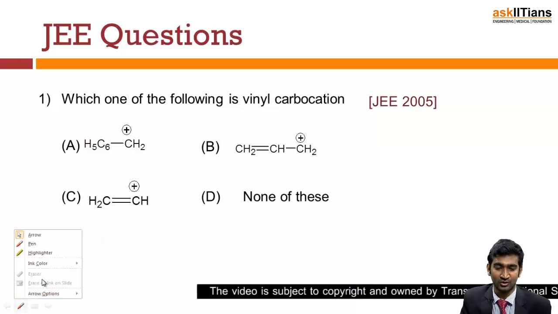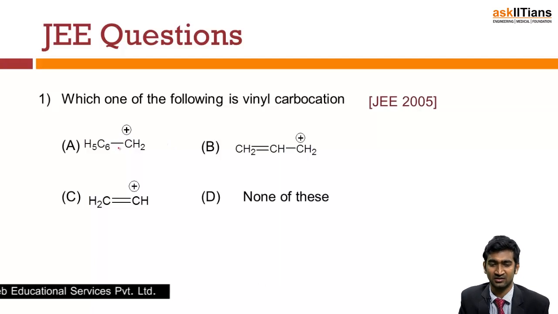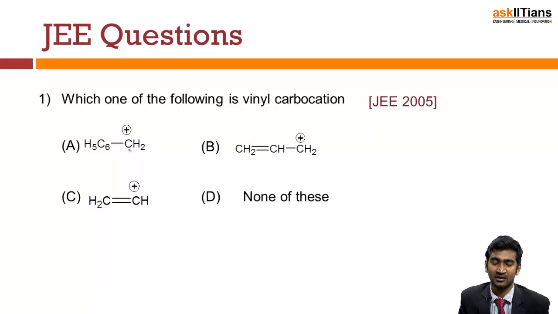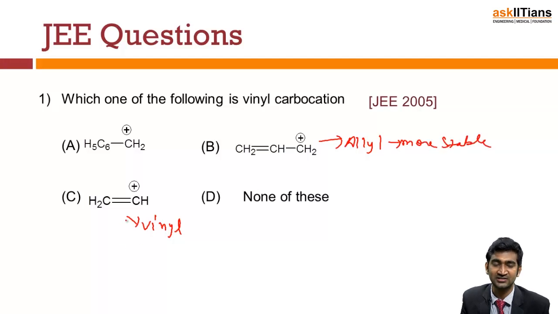Vinyl carbocation. If we look at the options, this is a benzyl carbocation. This is your allyl carbocation, and this is your vinyl carbocation. If the positive charge is present just on the carbon which is in unsaturation, then we say that it's a vinyl, and if it is adjacent to it, then we say that it is an allyl carbocation. And the allyl one is more stable, always remember. This one is less stable.